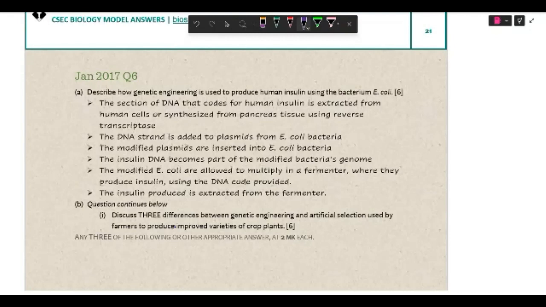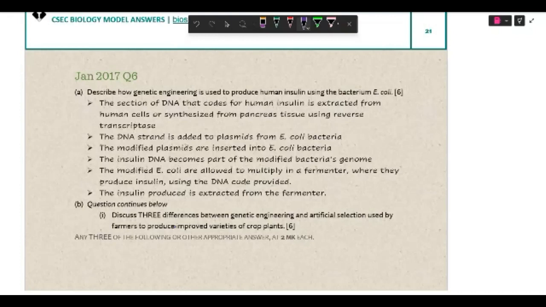So as we said here, 6 points, 6 steps. And in this case, you can use a numbered list. I'm just using my bullets, right? So first point, you want to use a section of DNA that codes for human insulin because you want to find the gene for human insulin. That's what a gene is, a section of DNA that codes for a particular protein. And in this case, the protein is insulin, right? And yes, by the way, insulin is a protein. It's a very simple protein, actually.